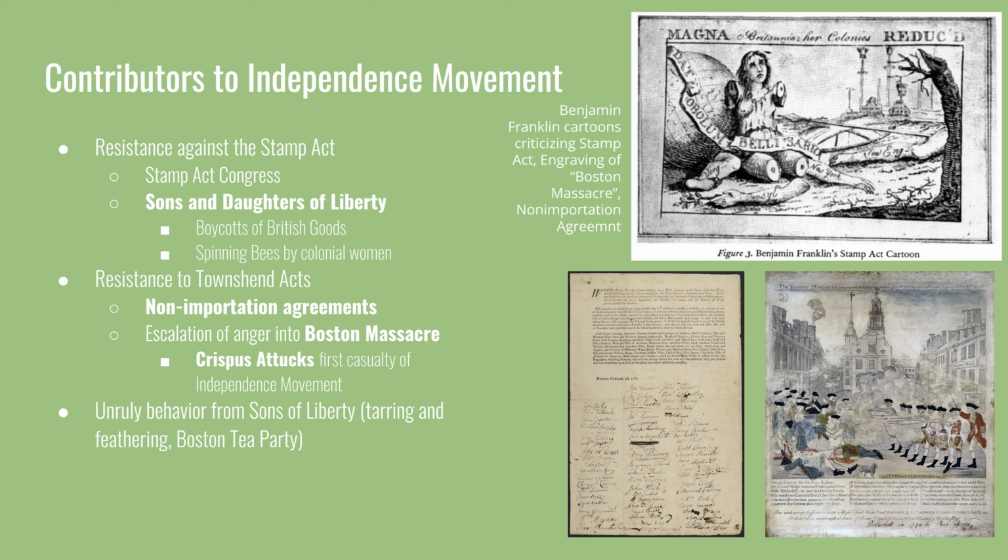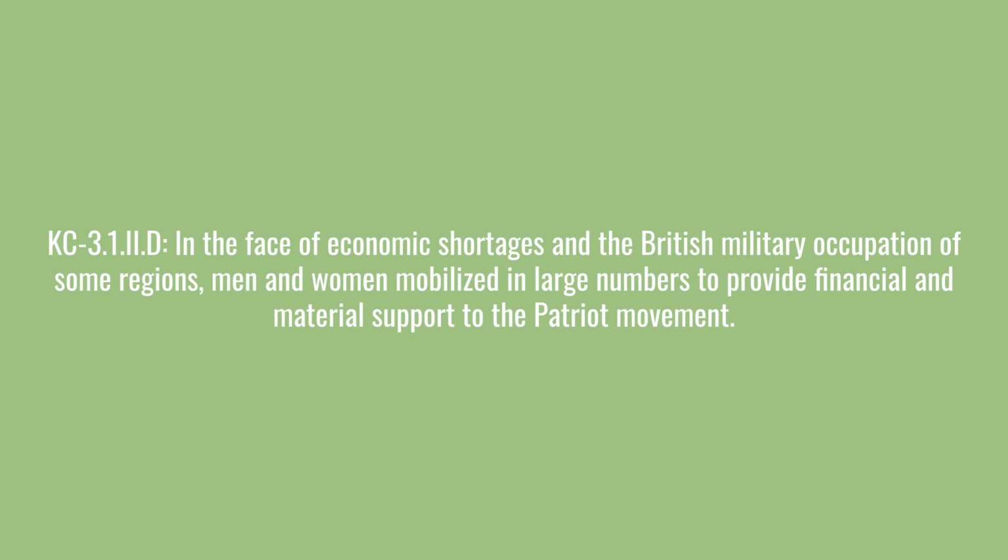Unruly behavior from the Sons of Liberty was common. For example, tarring and feathering of tax collectors to intimidate them into not enforcing imperial policies, and vandalizing property of merchants who would not abide by the boycott. The final key concept says, in the face of economic shortages and the British military occupation of some regions, men and women mobilized in large numbers to provide financial and material support to the Patriot movement.